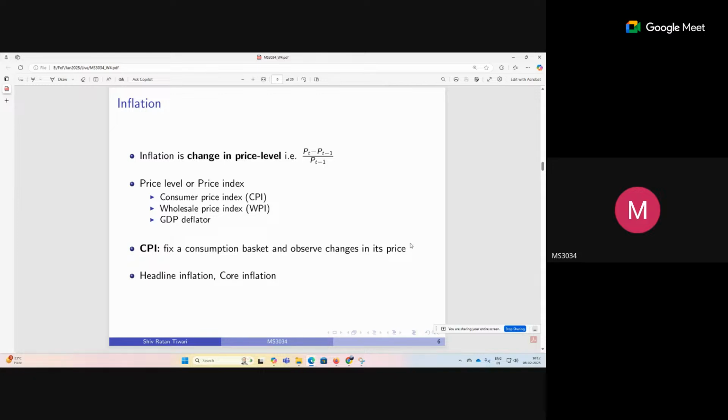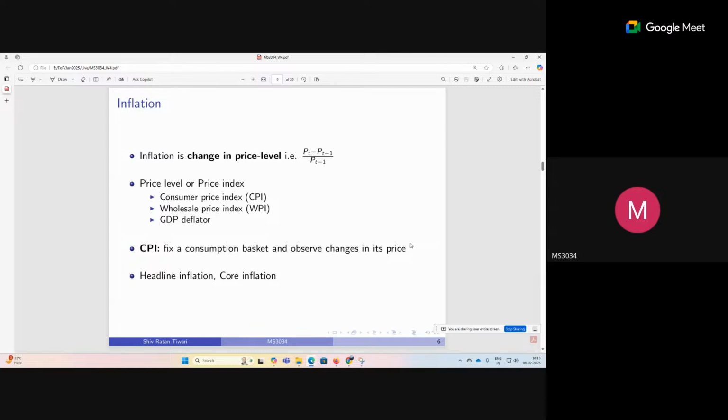Then we are saying this price level or price index, but what is this price level? Because in the economy there are a lot of goods which are being sold and purchased. So how do we measure this price index or price level? For that, different types of price indexes have been developed, and the most common is the consumer price index.